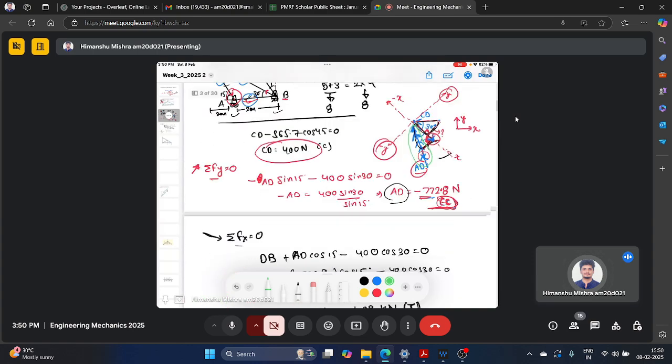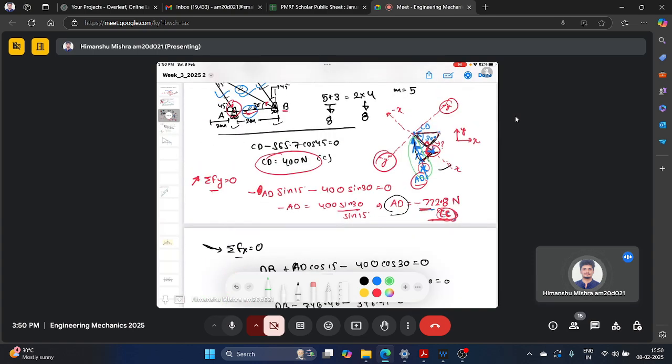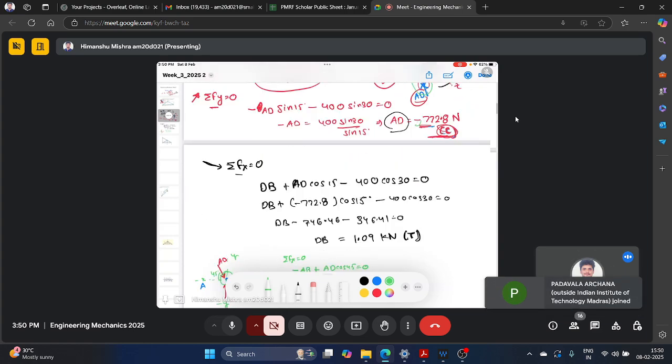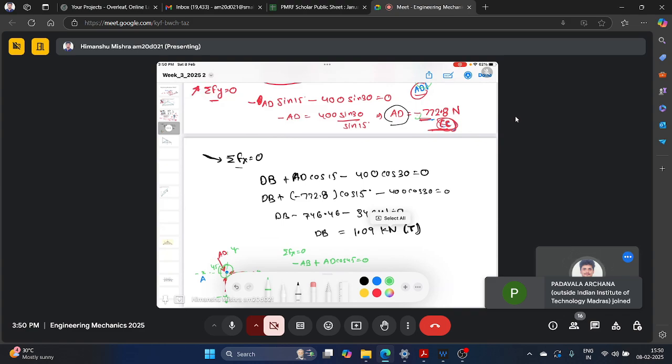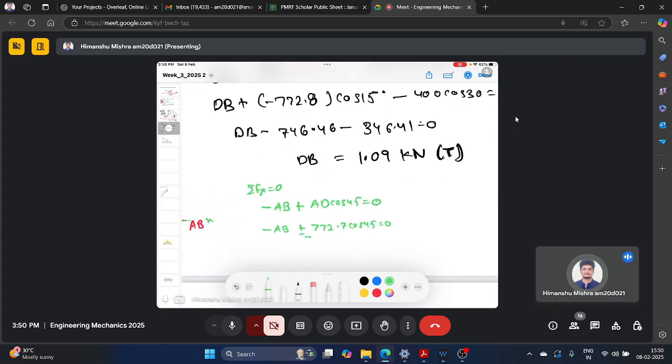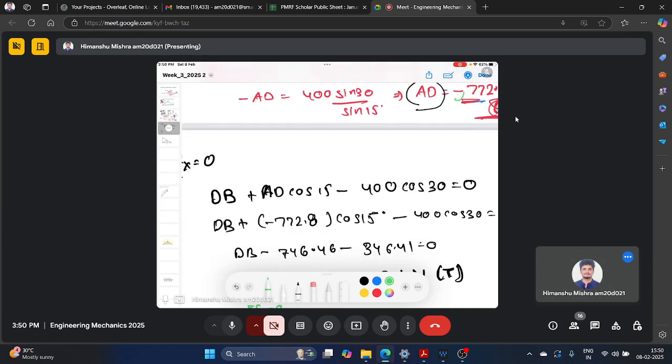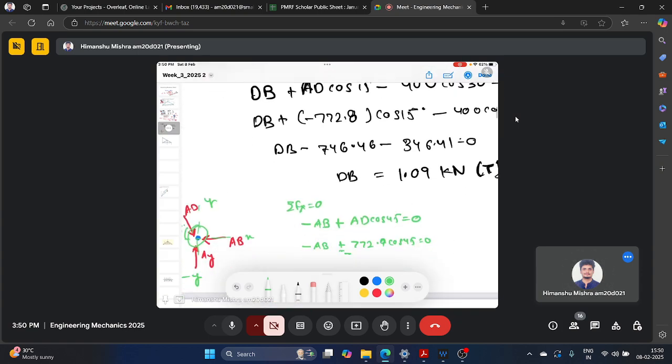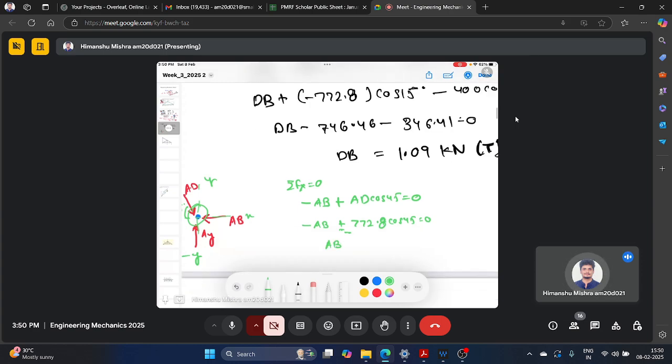If I use the older free body diagram where I have not reversed the direction, then you can use this minus sign, because the ultimate goal of this minus and plus sign is just to guide you about the direction, and that we already corrected. So it's a plus 772.7 cos 45. It's 8 actually. So AB will be 546.45 Newton. And this AB, since it is positive, we don't need to reverse the direction of force.